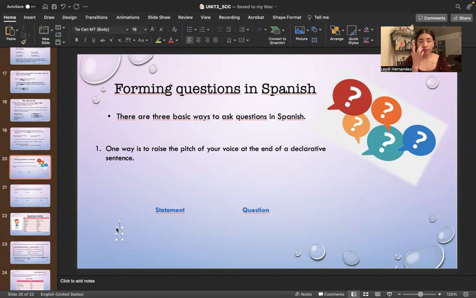Okay, so let's think of a simple statement. Let's say, María estudia español. Okay, María studies Spanish. This is not a question, it's just a statement. Now let's make it a question. We need the question marks upside down at the beginning, and a question mark at the end. Okay? It is exactly the same sentence. We just put question marks and we're going to raise the pitch of the voice at the end.